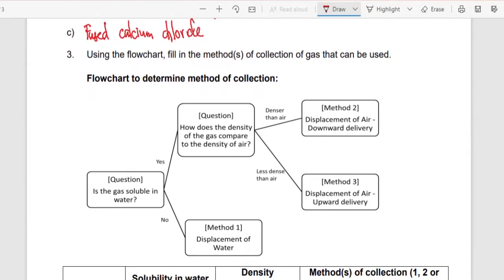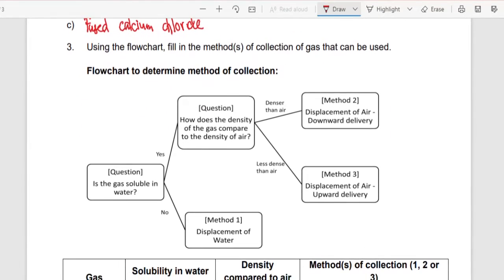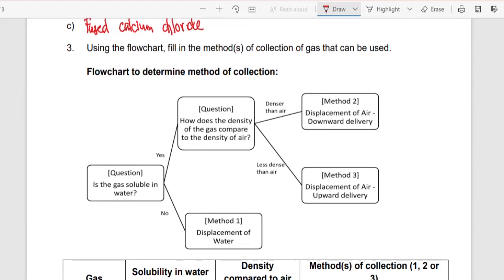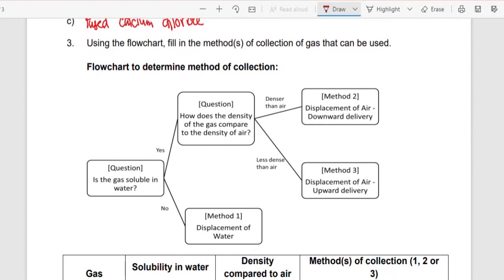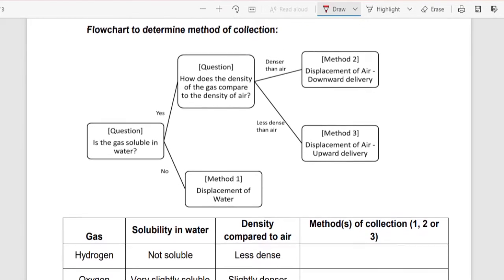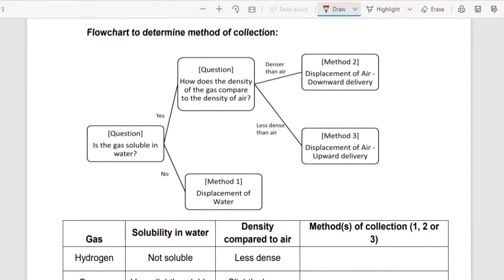Now, after drying of gas is done, let's test ourselves to see whether we know the methods which we should use to collect the gases. The flowchart here is quite good to help us with the determination of the method to use for collecting gas. So first one, hydrogen is not soluble in water. So is the gas soluble in water? No, straight away, method 1, displacement of water.